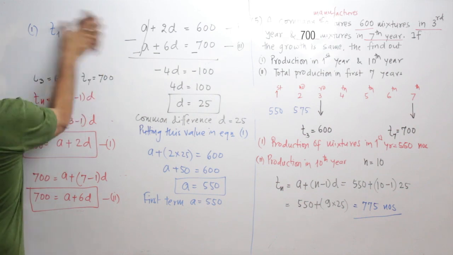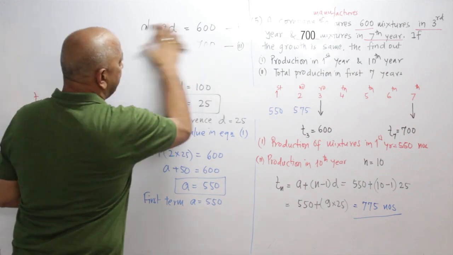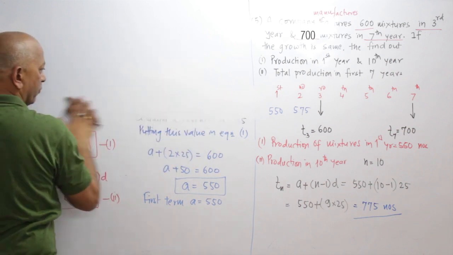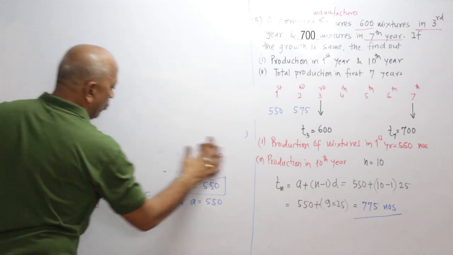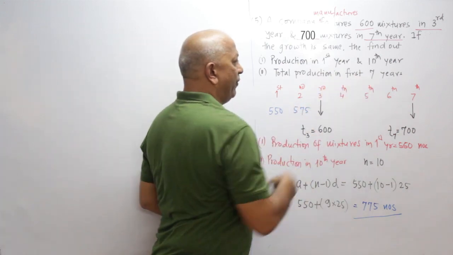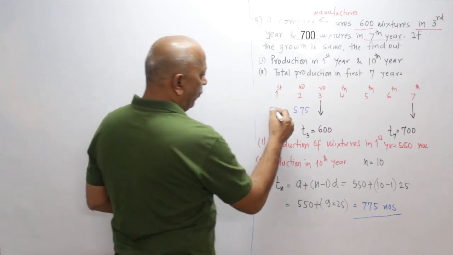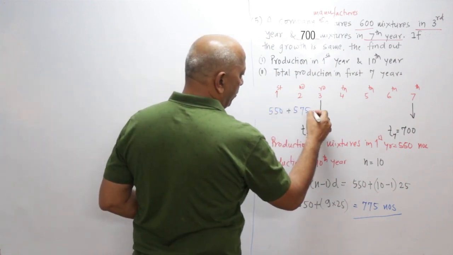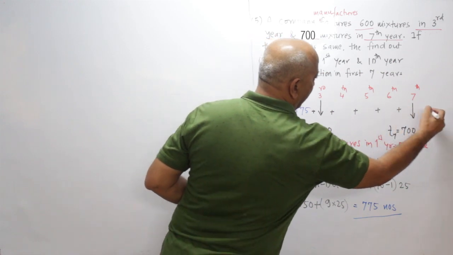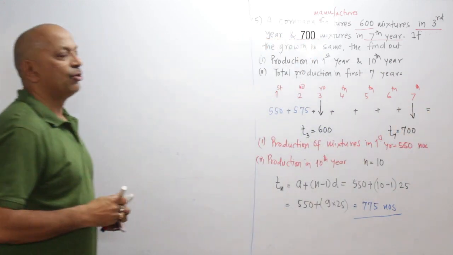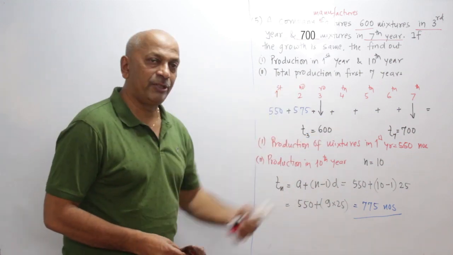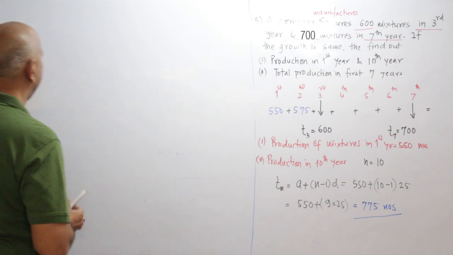If it is a total production, then we know it is the sum of all the productions. What is the total production in first 7 years, what does that mean? First year production plus second year production plus third year plus fourth year plus fifth year plus sixth year plus seventh year. So that is the meaning of total production: total production of 7 years means the sum.